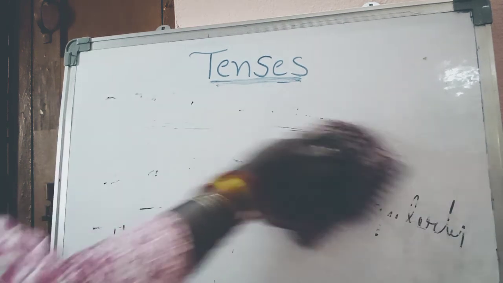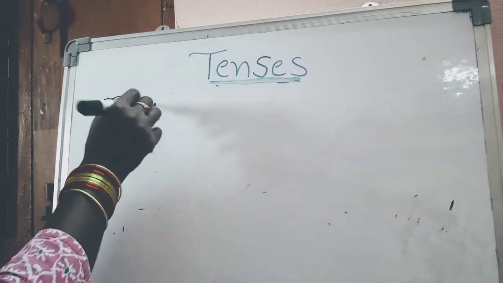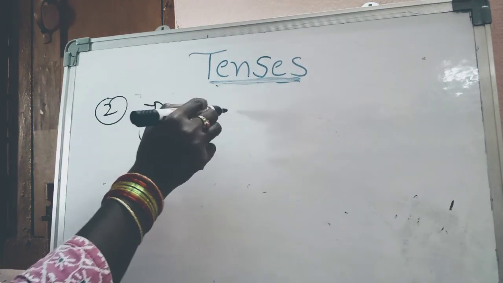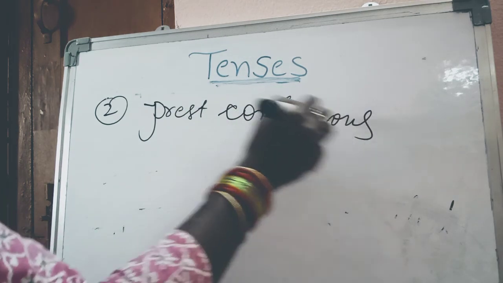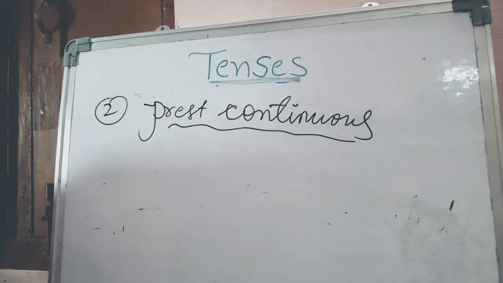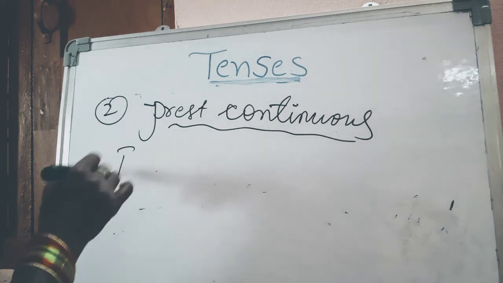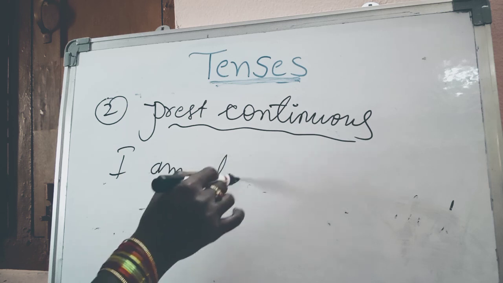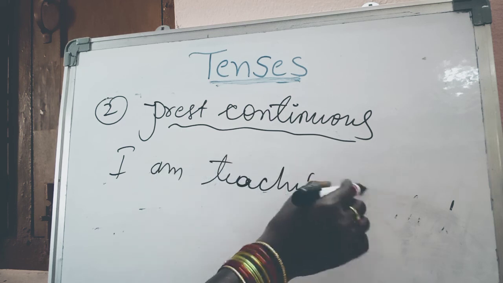Next, present continuous. What is present continuous here? What is happening presently, those are called present continuous. For example, what am I doing? I am teaching grammar.